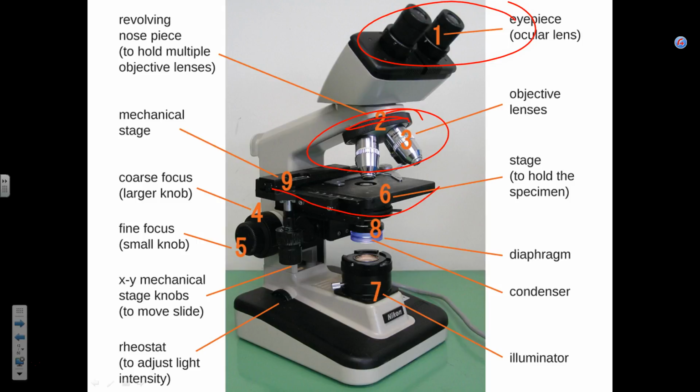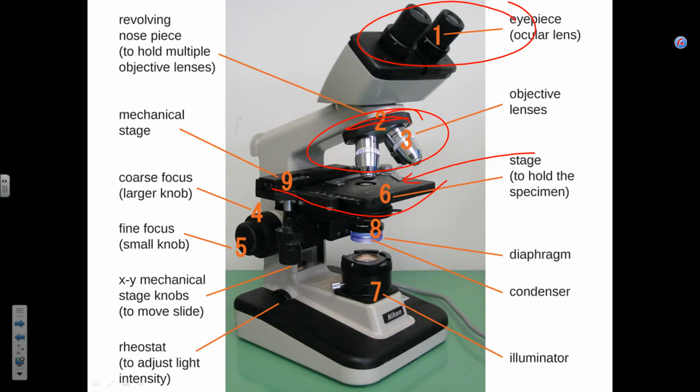Stage, mechanical. It means that you don't have to move it with your hands. You have knobs here, okay, to move it around. There are clips on the stage here. These clips will hold the slide. It's very convenient. You position the slide properly and you just move the stage around. You don't have to touch anything with your hands. There are two focus knobs.